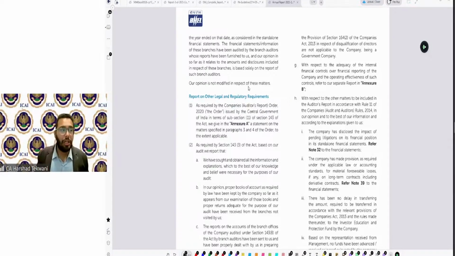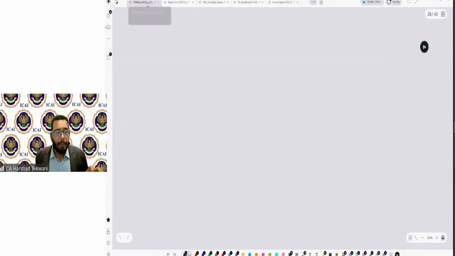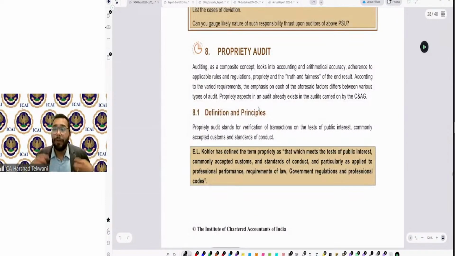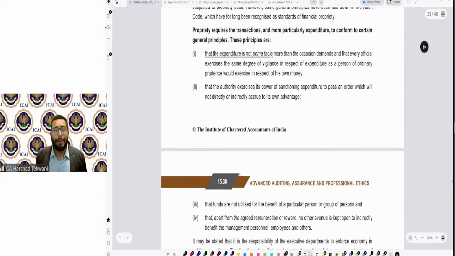Again, proprietary in nature. So in proprietary audit, we talk about something which is not in the interest of that particular party. When I talk about a public sector undertaking, the money is by the public. So something which is not in the interest of the public, that is a proprietary audit. There are certain examples, such as the expenditure not being prima facie more than the occasion demands. These are general principles that should be followed with respect to the proprietary audit.